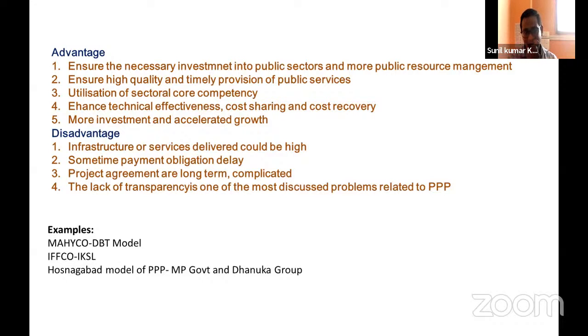One example is the micro DBT model, which majorly provides input and extension services to the farmers. The IFFCO IKSL model can be a very leading example. And there is the Hoshangabad model of PPP of the MP government with Dhanuka and Agro. Majorly, they work on providing extension services and input services to the farmers on a paid basis.